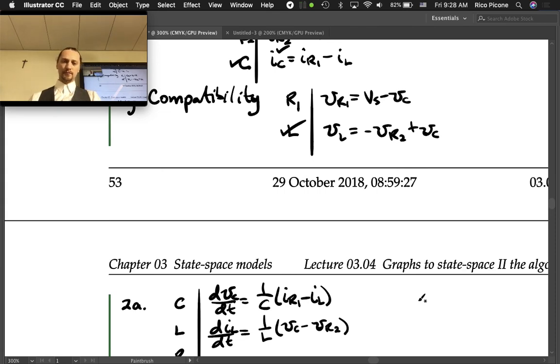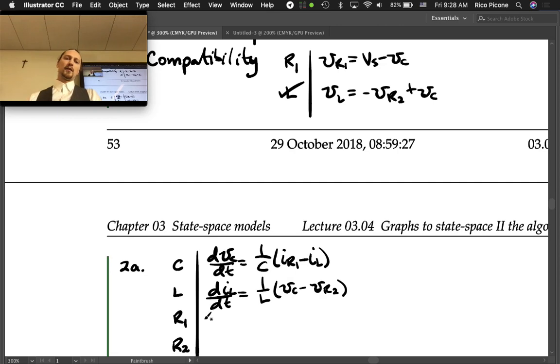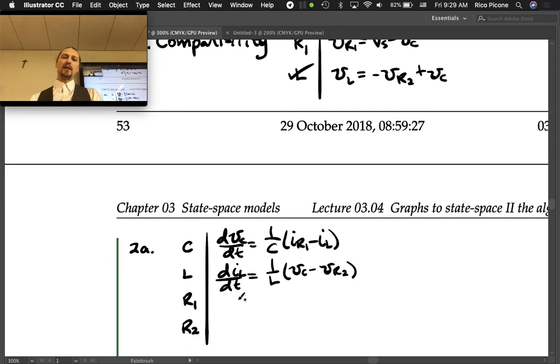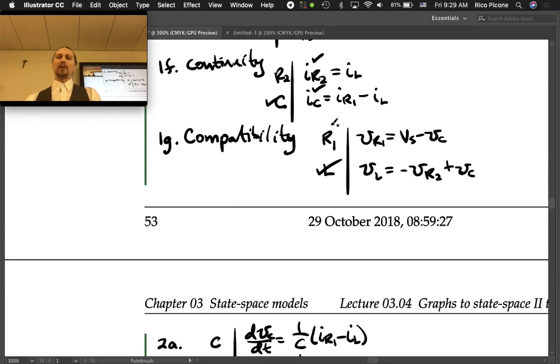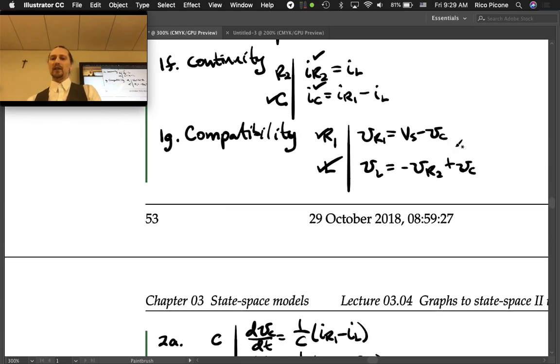Good. And R1 said that IR1 equals VR1 over R1, right? So I'll write 1 over R1 times VR1, which we have a compatibility equation for VR1 right here. So VR1 is equal to VS minus VC.